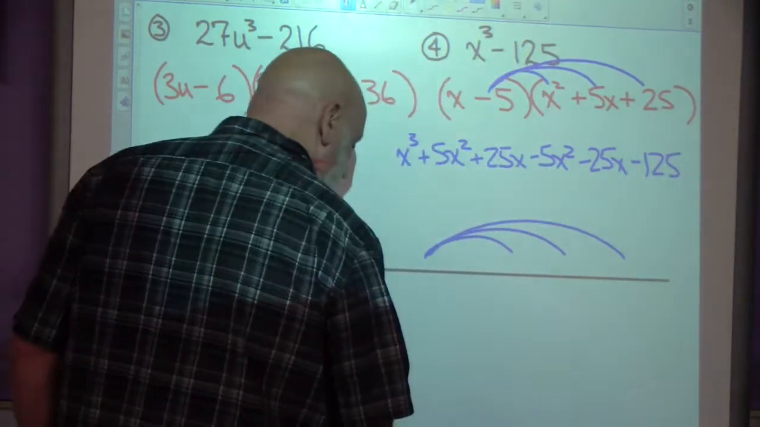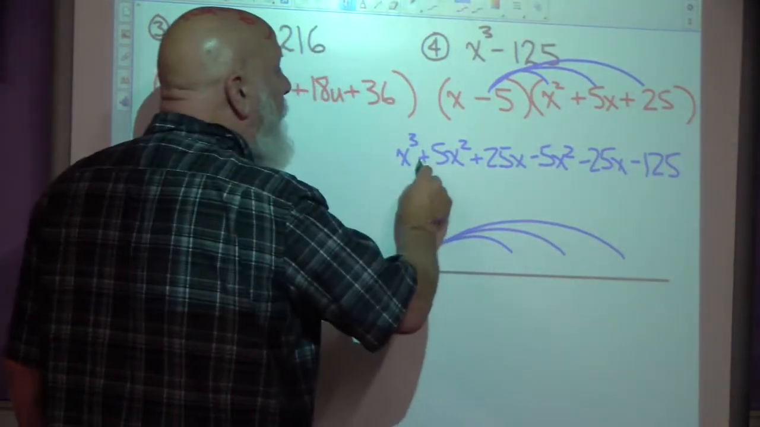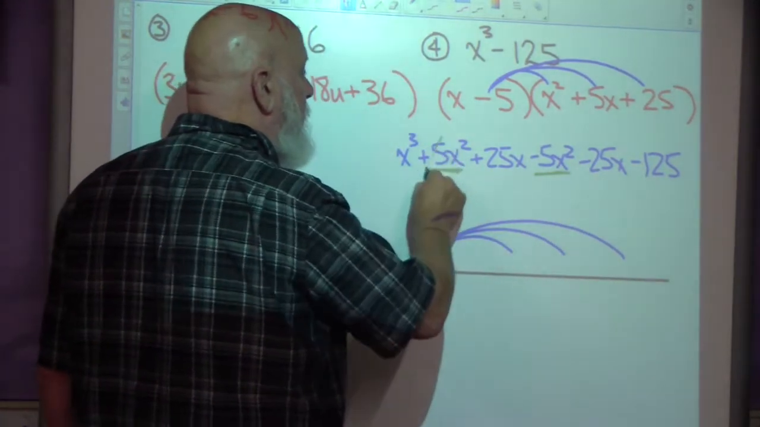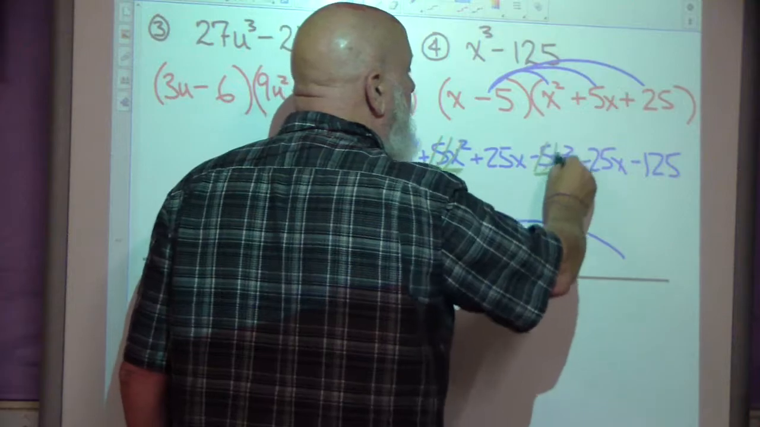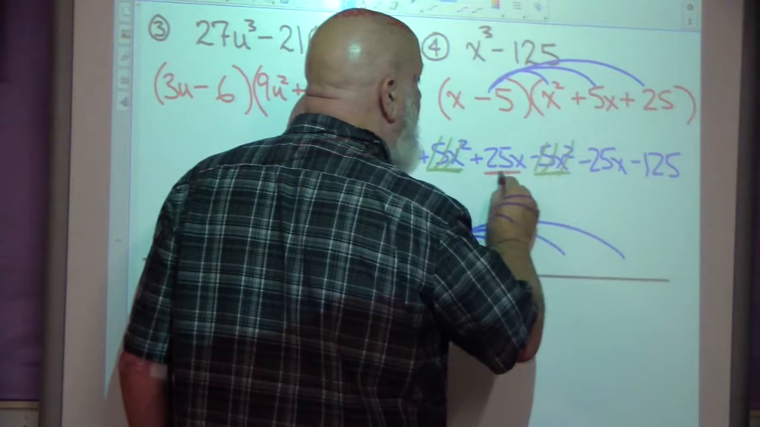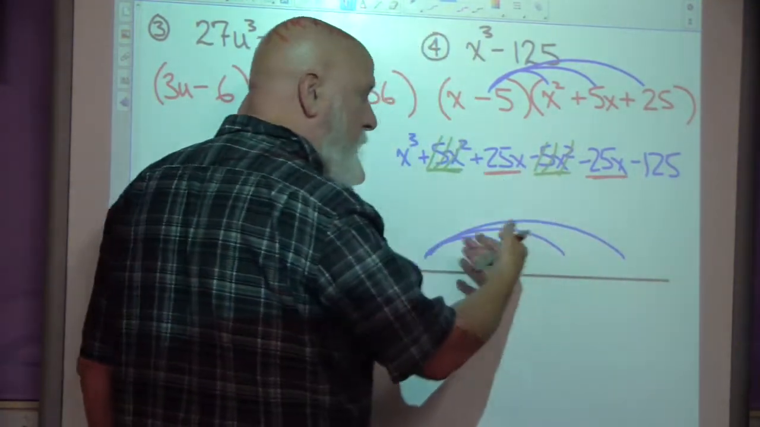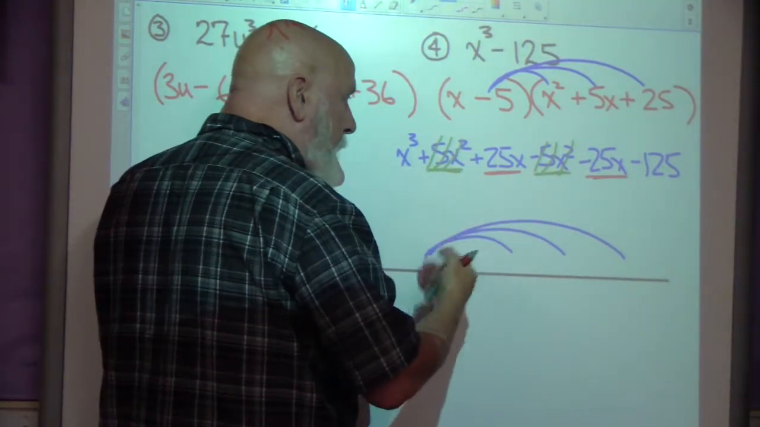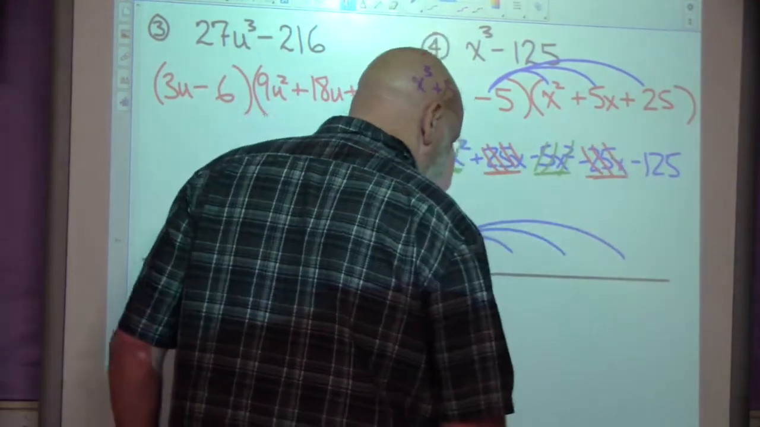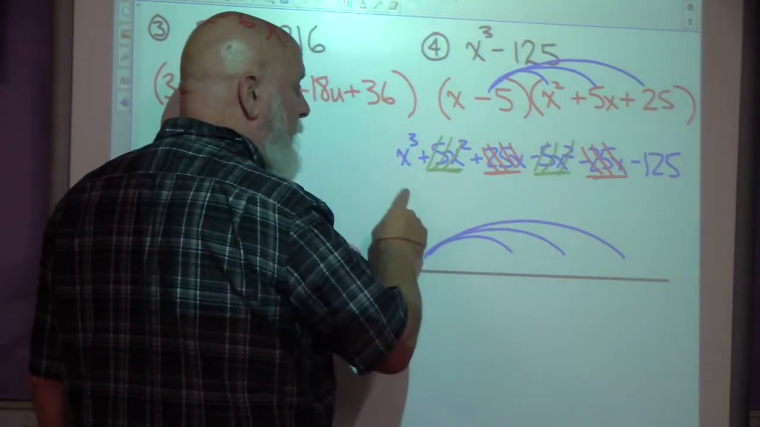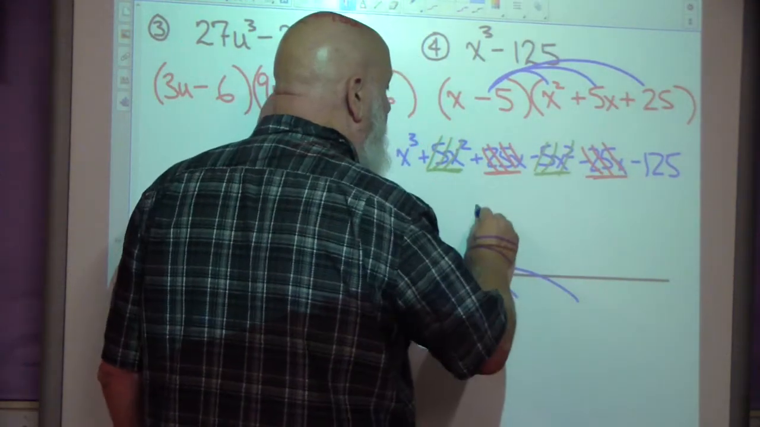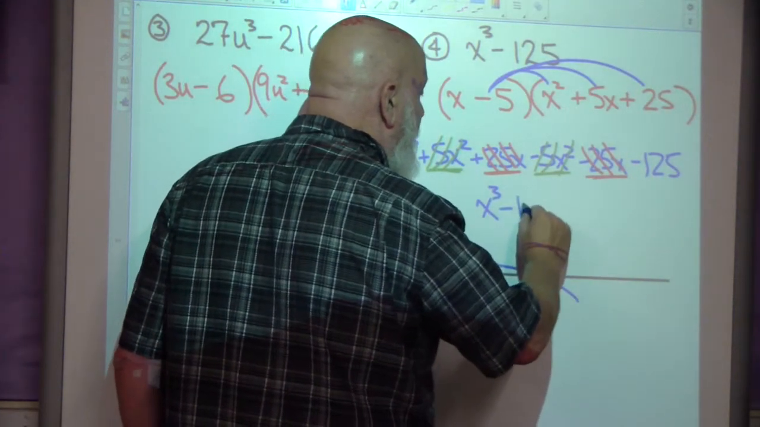And when I go to combine my like terms, 5x squared and negative 5x squared will turn to 0. 25x and negative 25x will also turn to 0. When you add opposites, you always get 0, just like we learned in pre-algebra. And that leaves us with two terms that won't combine because they're not like terms, and that's x cubed minus 125, which is what we would expect to get if we factored correctly.